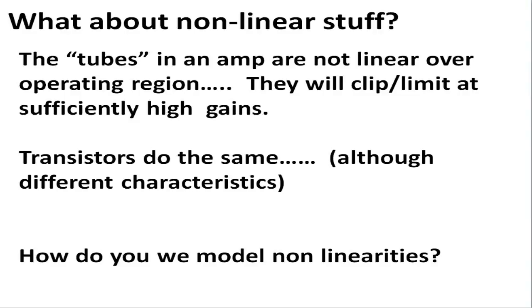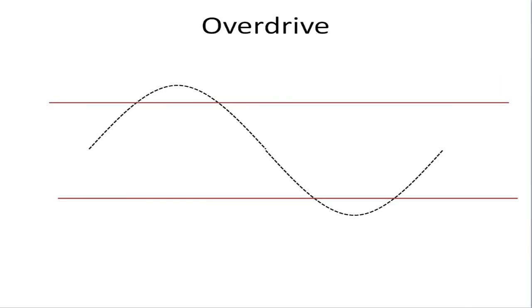Tubes in an amp are definitely not linear, especially from the mathematical point of view over their operating region. They're very nonlinear, and they will clip or limit at sufficiently high gains. You put in a big enough signal, it's going to clip. Transistors do the same thing, although they do it in a different way. So how can we model this? Let's just take a quick look at overdrive.